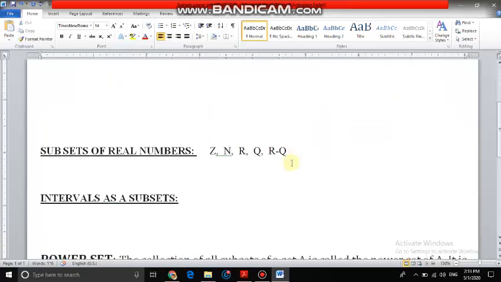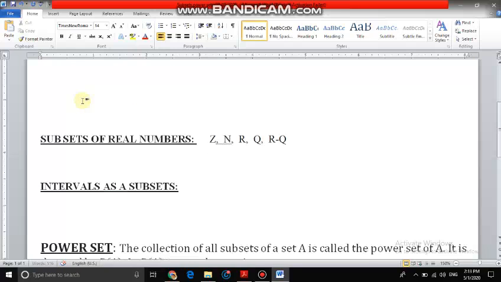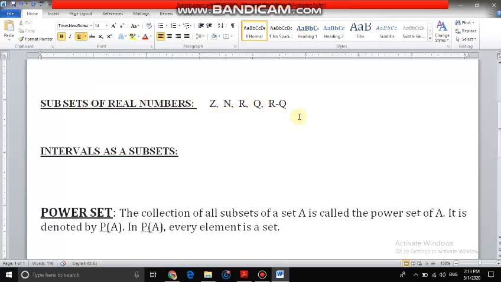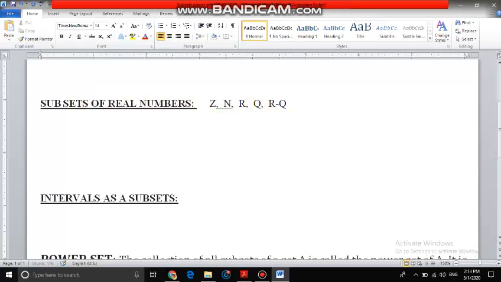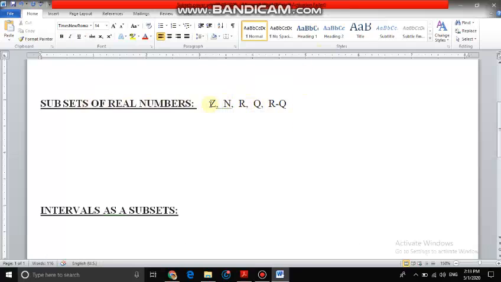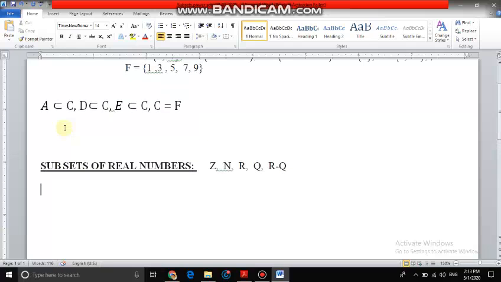Now I'll move to the subsets of real numbers. Let's see what it means. We know what types of numbers we have. I have integers, natural numbers, real numbers, rational numbers, irrational numbers. Here I have taken R minus Q as irrational numbers, Z is for integers. Now in the number system you have to understand which one is a subset of which one and what order it follows.